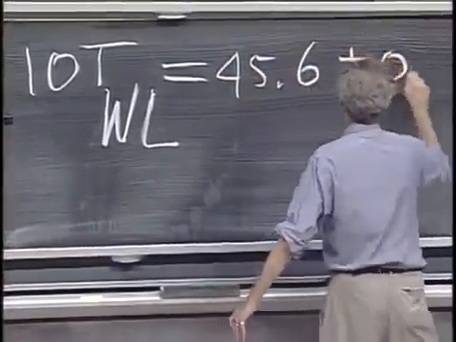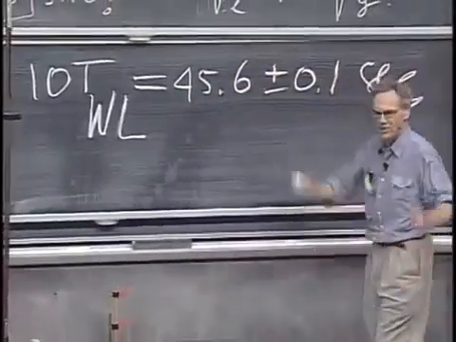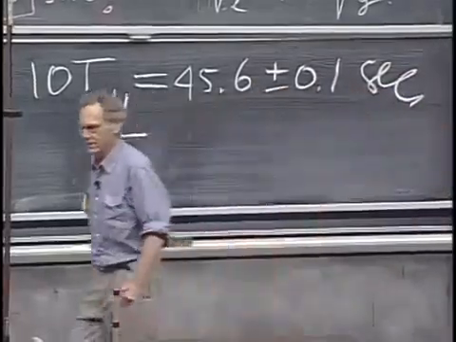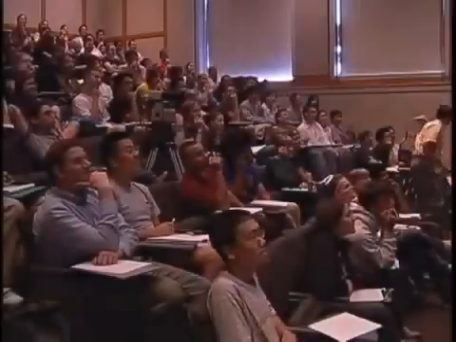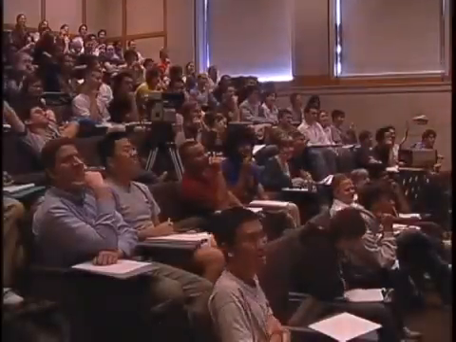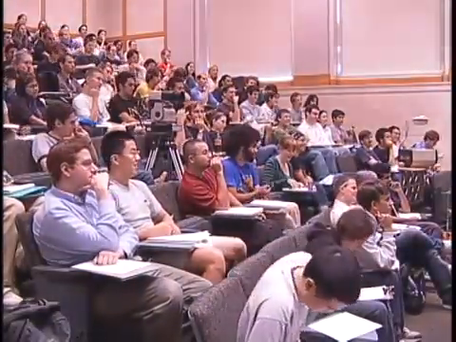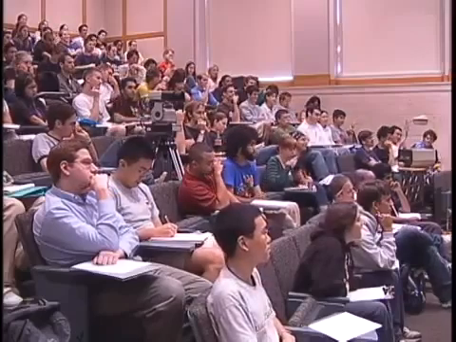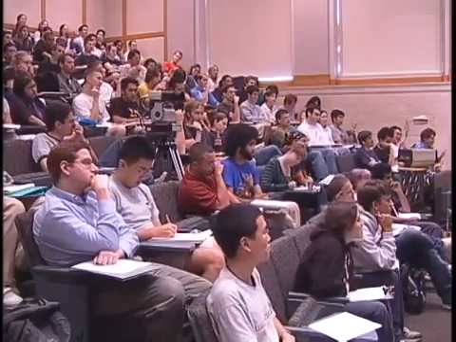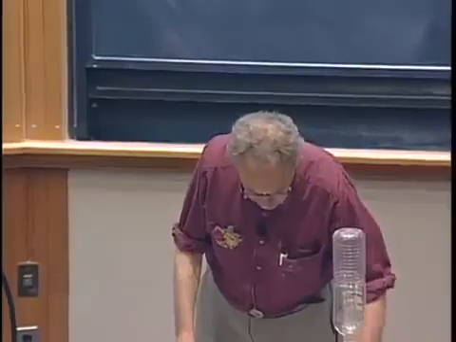45.6 plus or minus 0.1 seconds. Physics works, I'm telling you. All right, so I think this was convincing, at least for the freshmen, that indeed the period of a pendulum is independent of the mass, provided that you can ignore the mass of the string itself, which is the case for that pendulum.